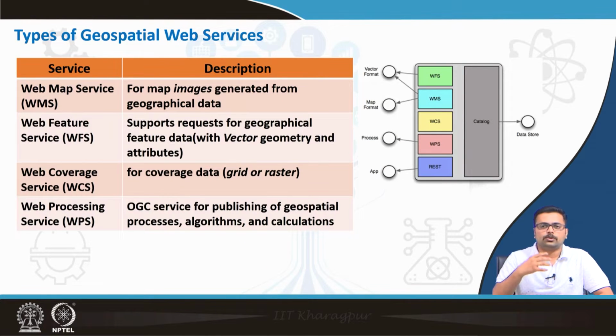Now when we are referring to geospatial web services, there are four important kinds of web service. The first one is web mapping service. Here, this service is basically used for generating images from the geographical data, and similarly for the vector we have something called as web feature service. This supports all kinds of geographical feature data which has a vector geometry as well as attributes. Then we have something called as web coverage service. So coverage service is usually used for gridded kind of data, or also this can be used for raster.